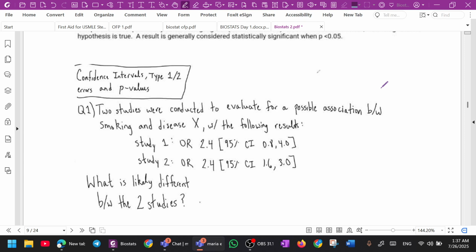Wait, why are they leaving that here? Okay, next. Start on this one.